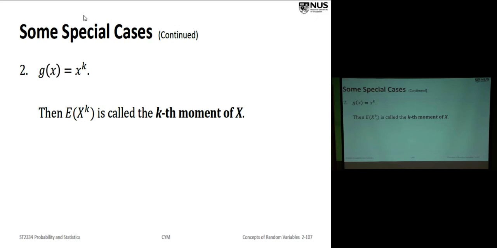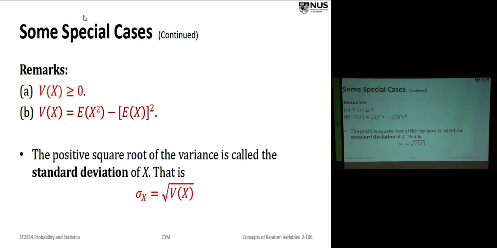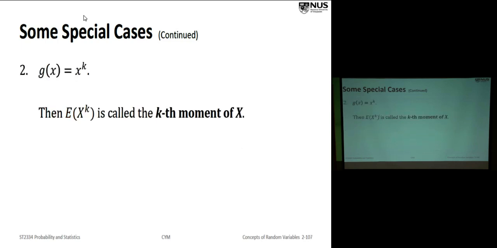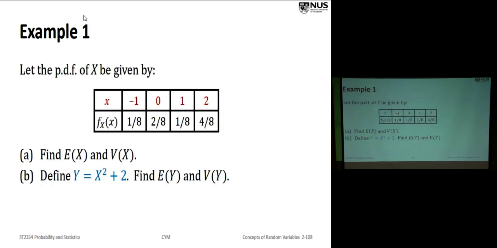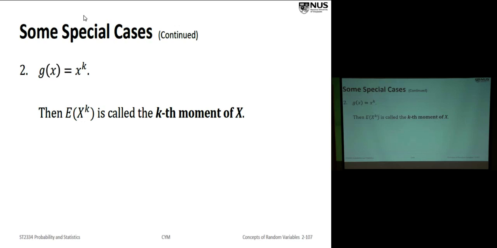Anyway, the expectation of this functional g of x equals x to the power k is called the kth moment of x. So the first moment is the expected value of x. The second moment tells you something about the variance. The third moment, the expected value of x to the power 3, tells you something about the skewness. The fourth moment tells you about the kurtosis, and after four moments one really doesn't care; it's getting to be too many. Don't worry if you don't know what skewness and kurtosis are. If we ever encounter them, I'll tell you, but at the moment you don't need to know about them.